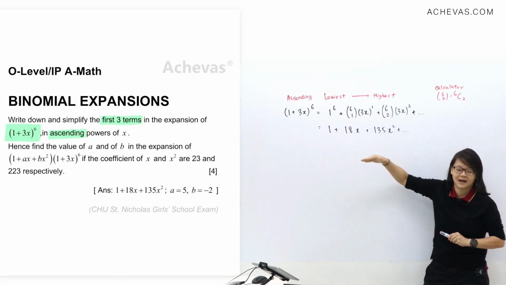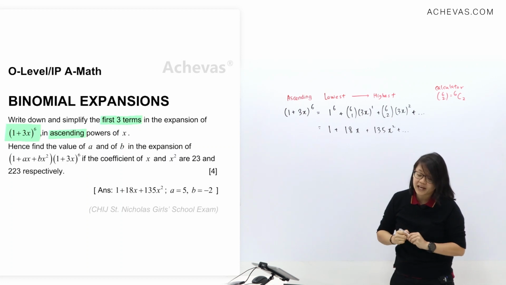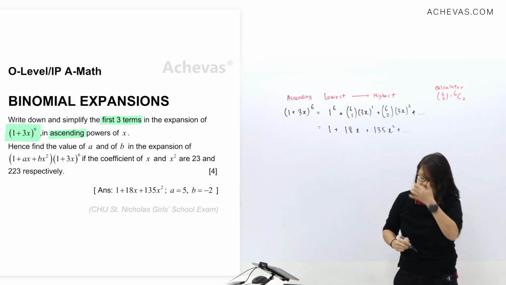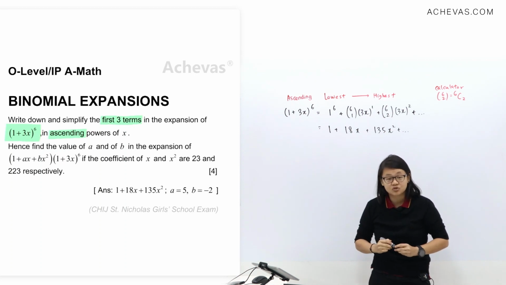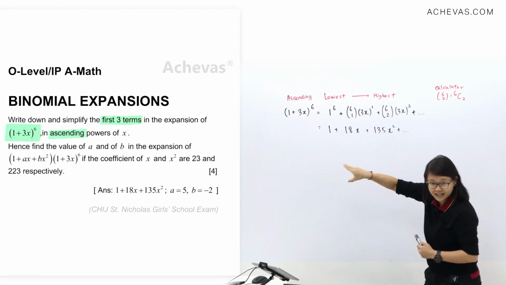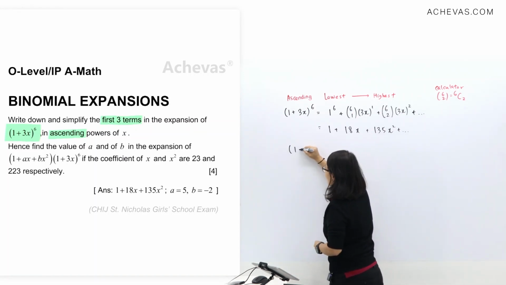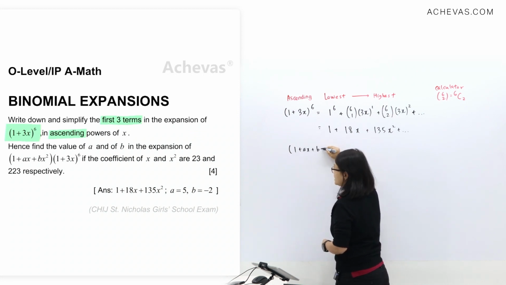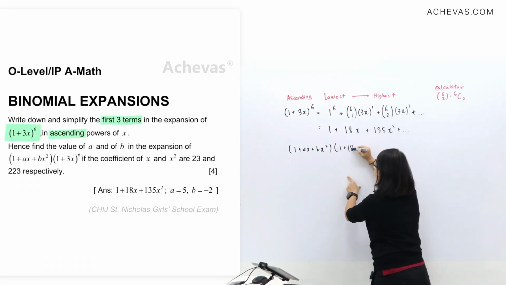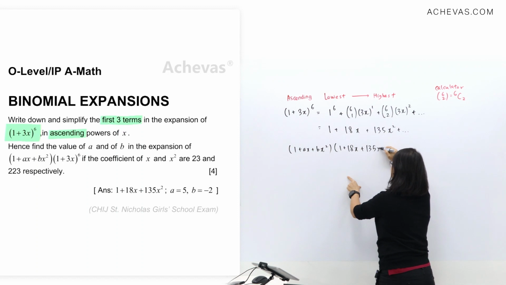Let's take a look at the next part. Hence, find the value of a and of b in the expansion of (1 + ax + bx^2) multiplied by (1 + 3x)^6 if the coefficients of x and x squared are 23 and 223 respectively. Now, let me replace (1 + 3x)^6 with the answer from the first part. So what I get is 1 + ax + bx^2, and I'm going to replace the bracket with this answer. So I have 1 + 18x + 135x squared and so on.